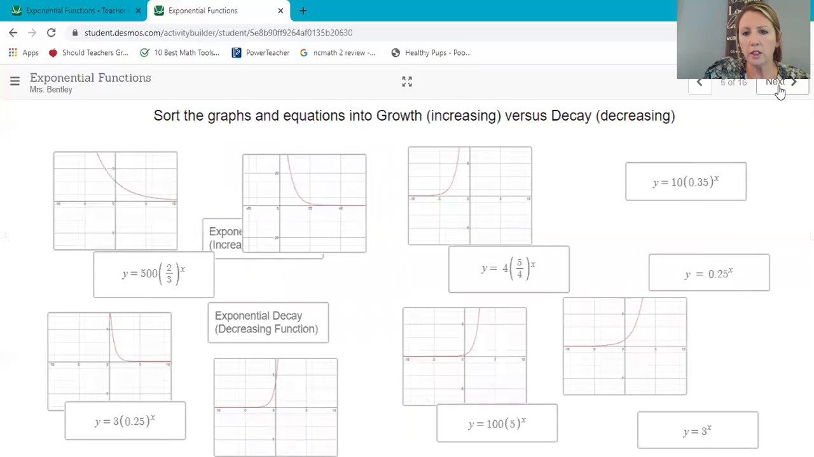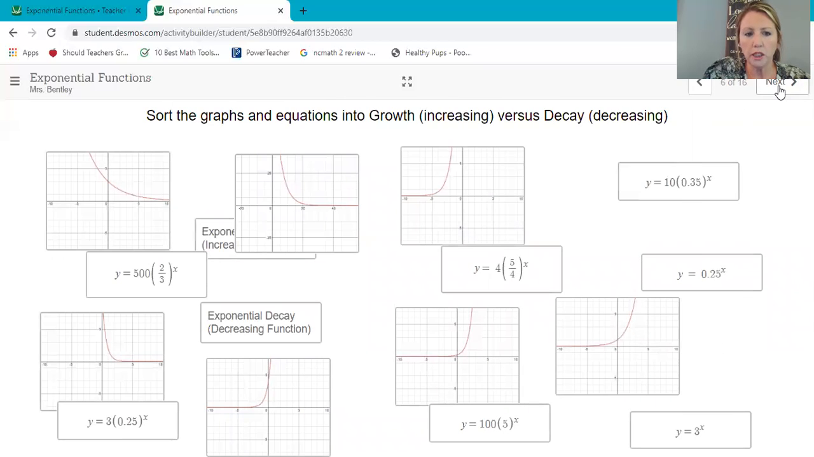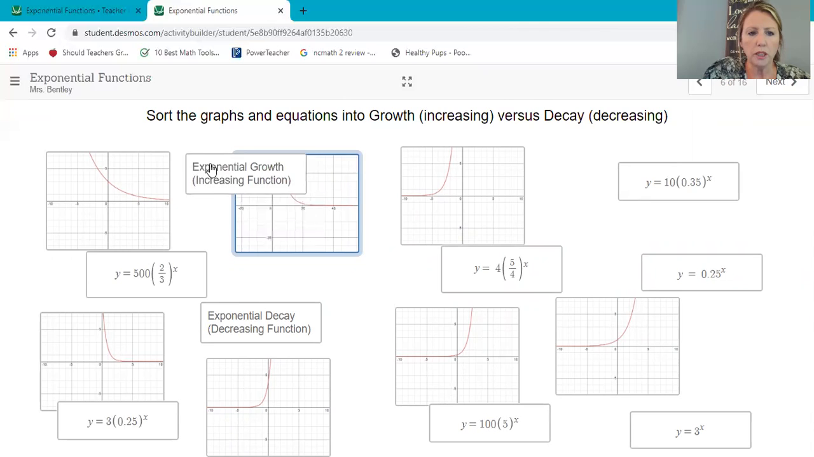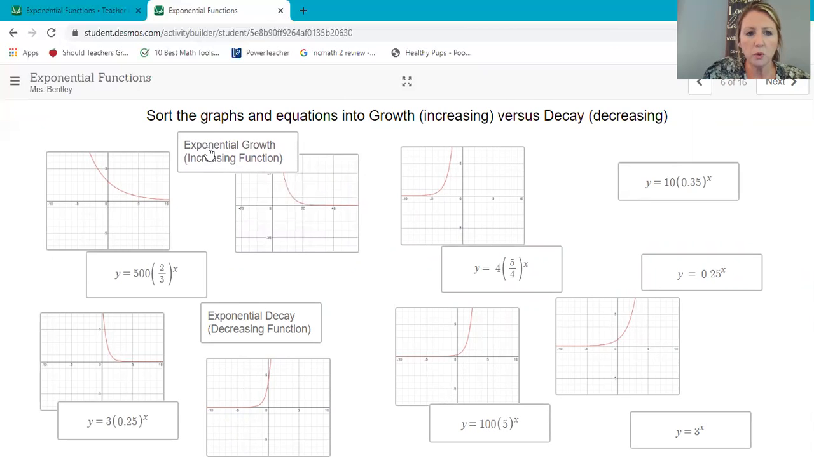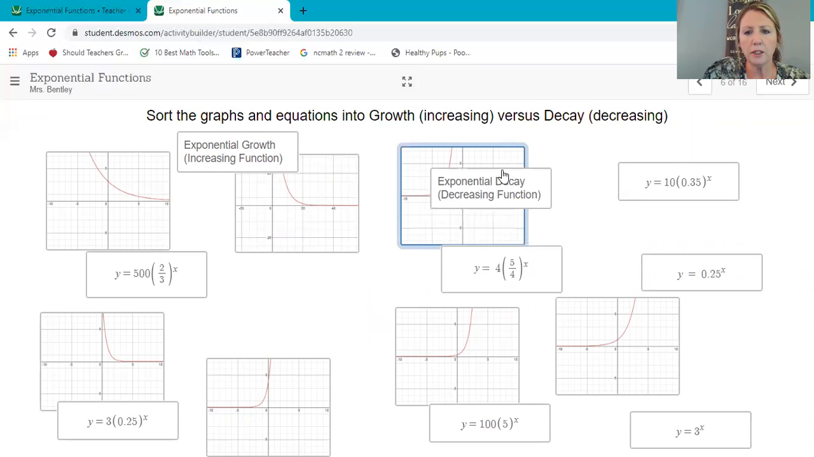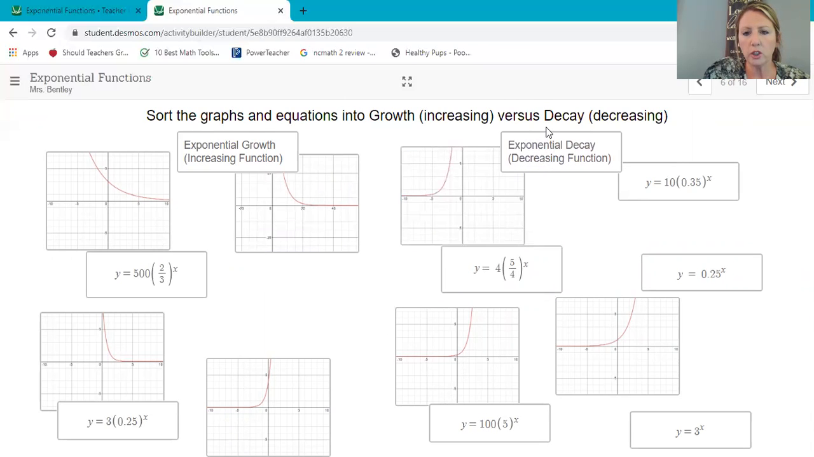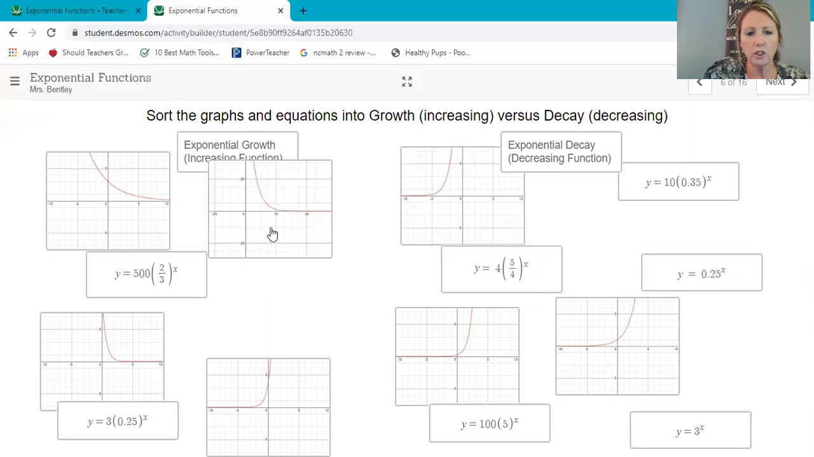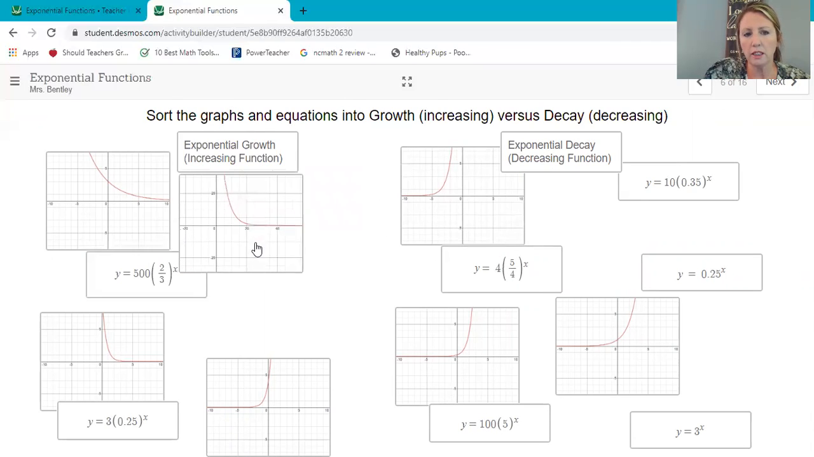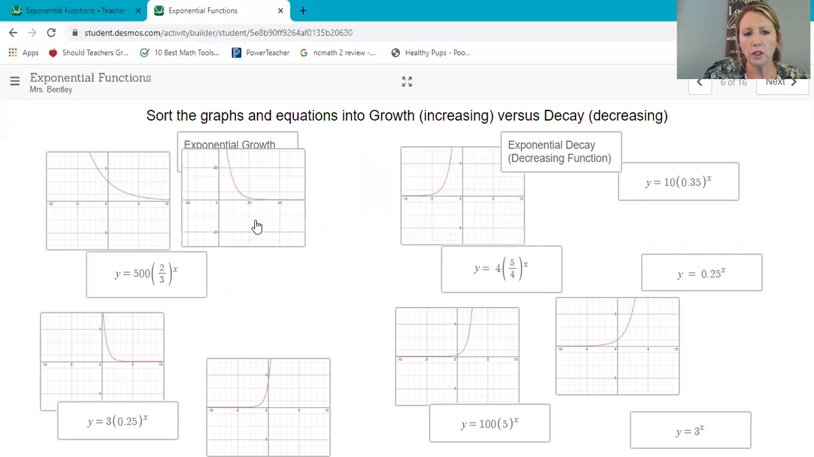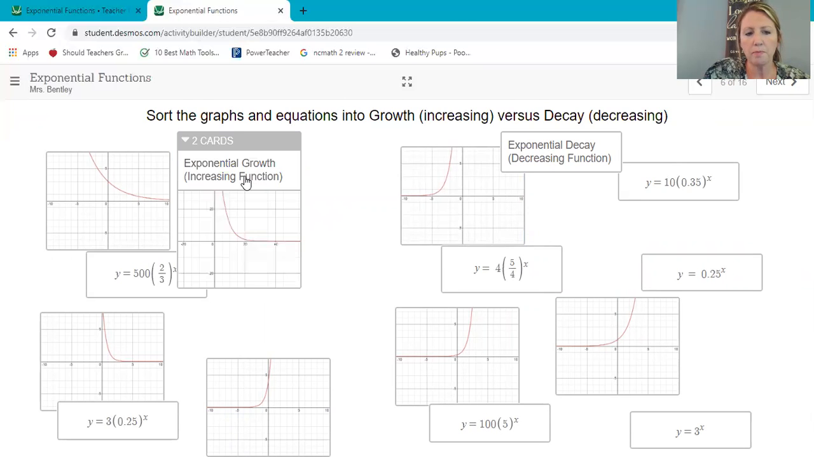Okay, on the next screen, this is where you're going to sort. So you would want to pull these titles up to the top. There's one that says exponential growth, an increasing function, and exponential decay, a decreasing function. And then you're going to start dragging the graphs and the equations to wherever you feel like it belongs. Whenever you drag it, it's just going to clip right onto that. And it will show you have so many cards.